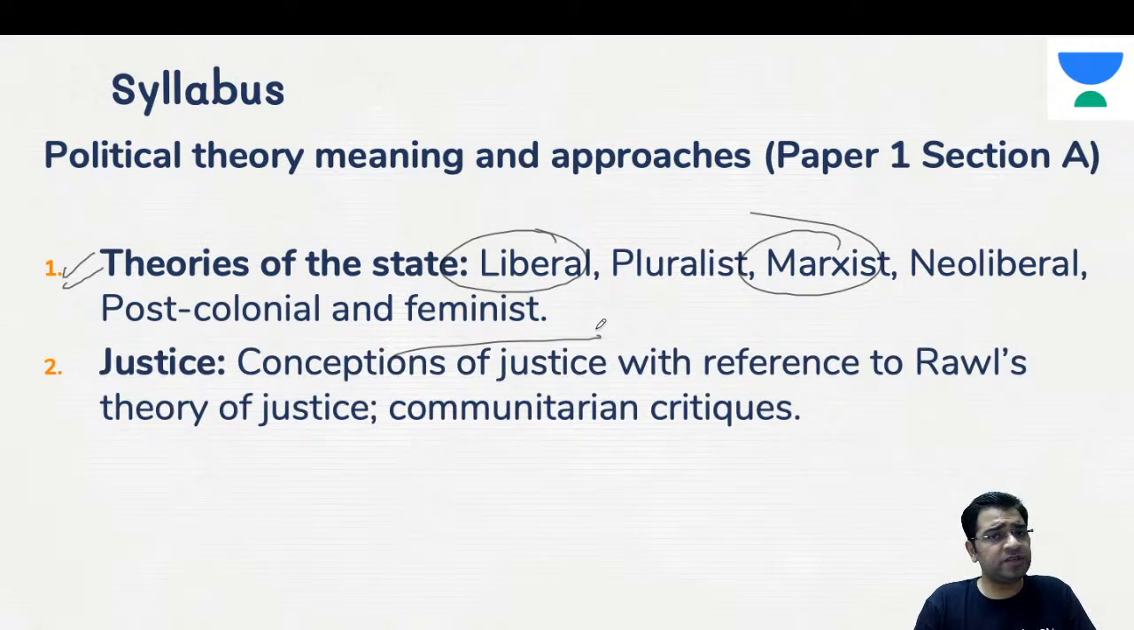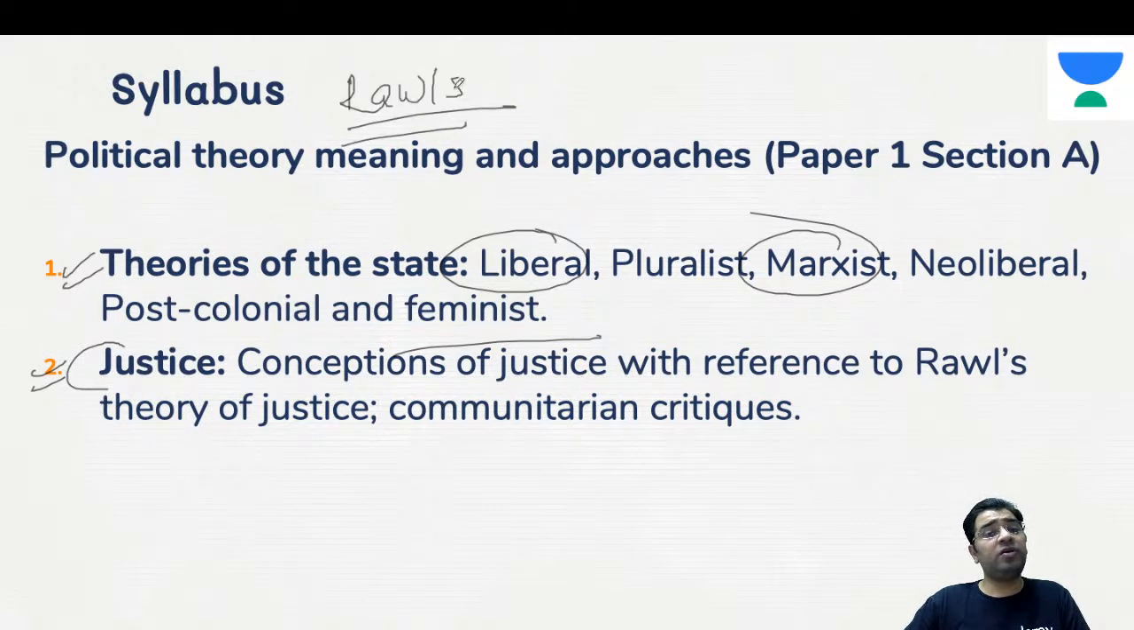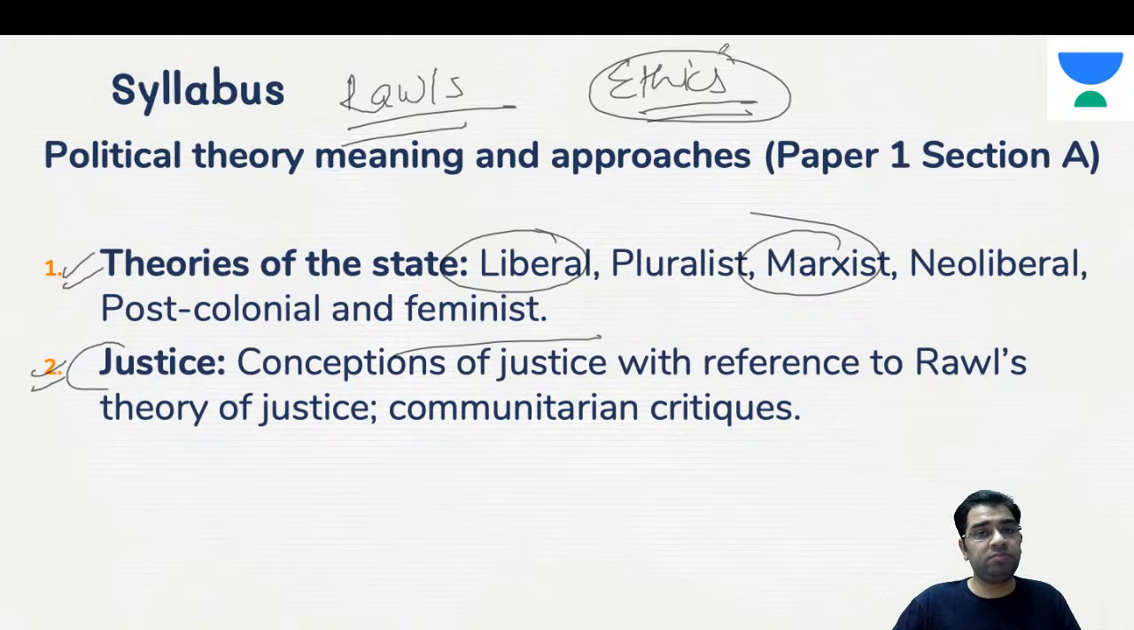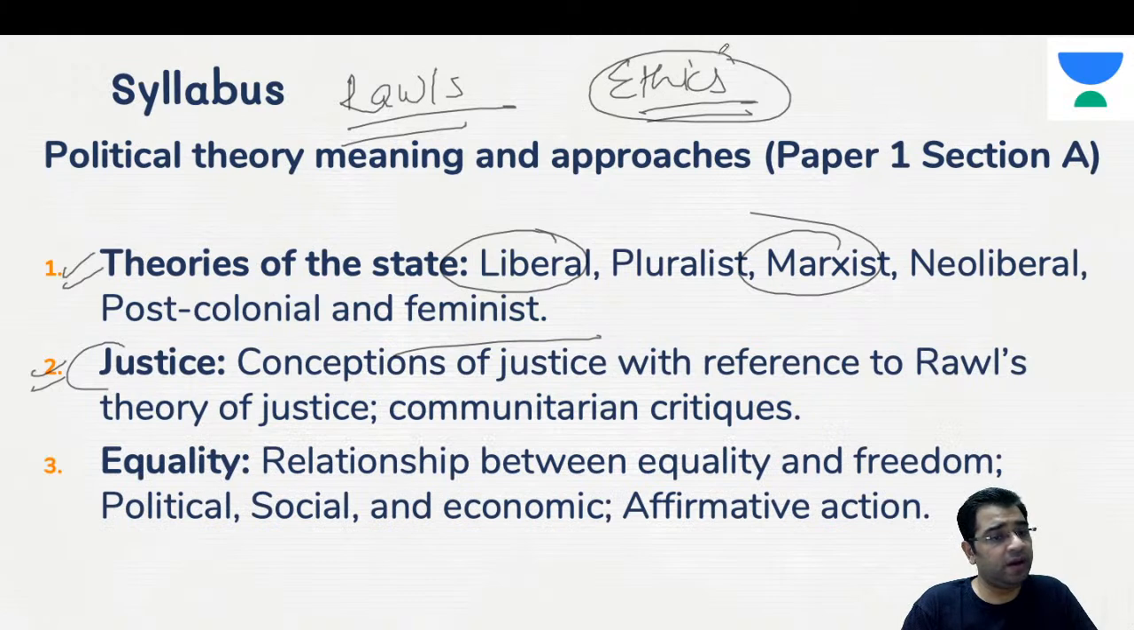Then the concept of justice. The question on justice is repeated every alternate year. Every alternate year, they ask a question on Rawls' theory of justice. This Rawls' theory of justice they also ask in ethics, so there is overlapping. You will be reading Rawls in ethics and also in PSIR. You just need to read Rawls in PSIR, and ethics will be automatically done.